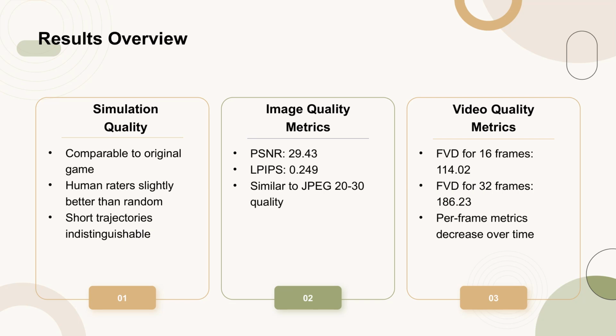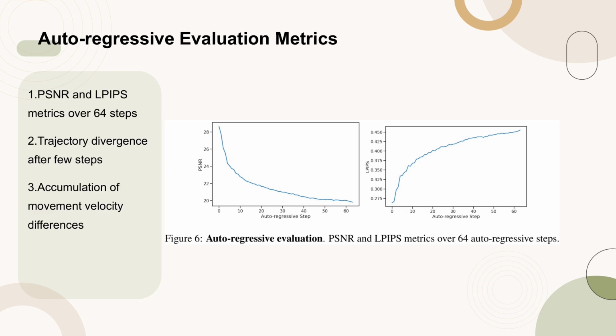In terms of image quality, the model achieves a PSNR of 29.43 and an LPIPS of 0.249, which is similar to lossy JPEG compression with quality settings of 20 to 30. For video quality, the model's FVD scores are 114.02 for 16 frames and 186.23 for 32 frames, indicating that per-frame metrics decrease over time due to the accumulation of small differences in movement velocities. Figure 6 illustrates the autoregressive evaluation of PSNR and LPIPS metrics over 64 steps.